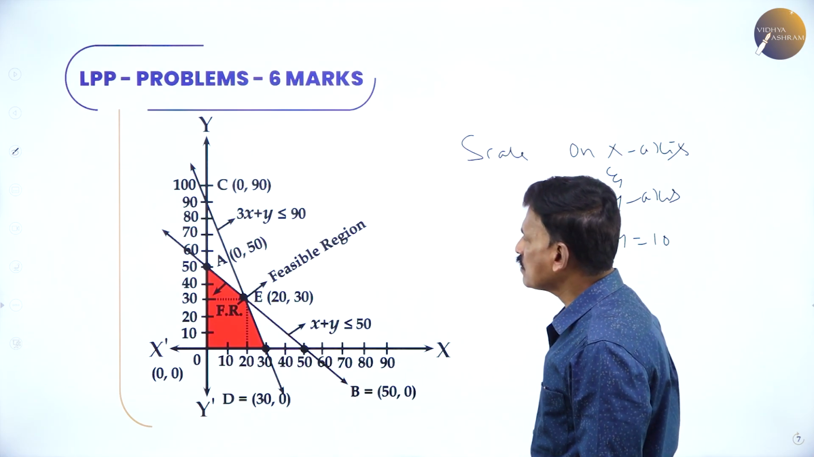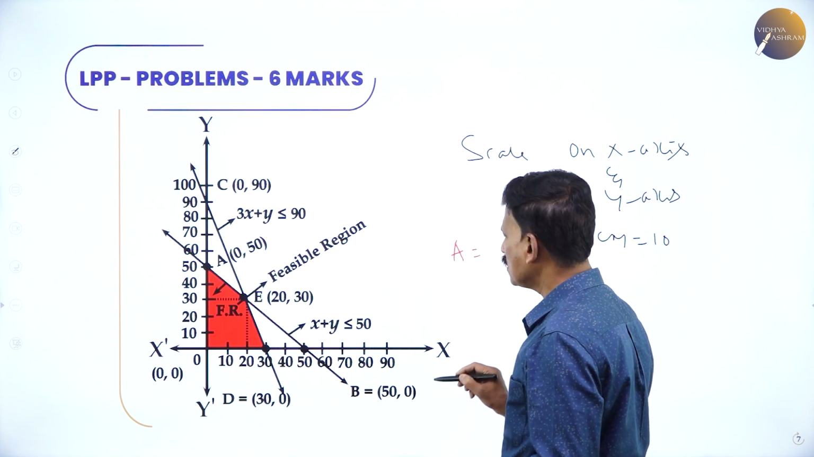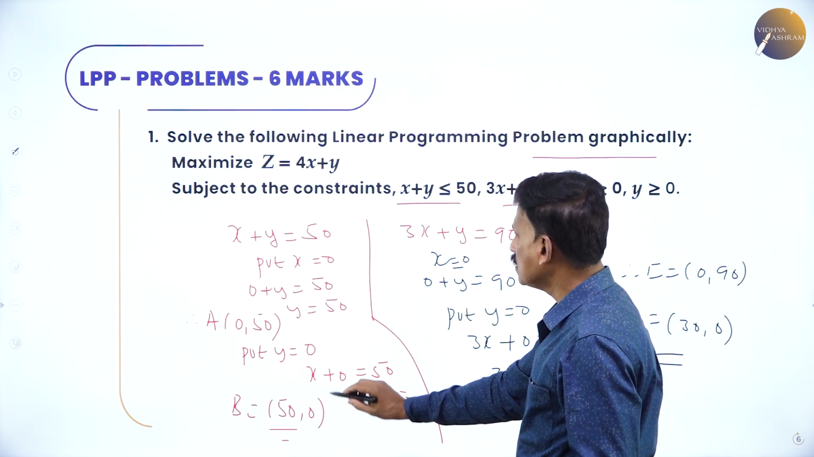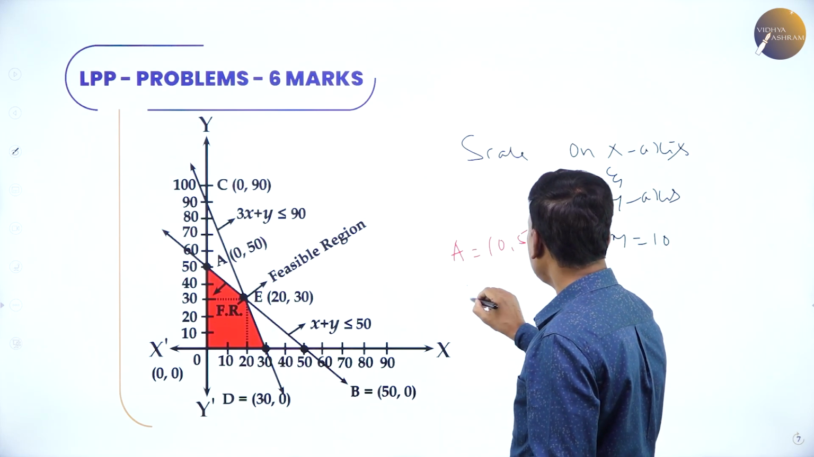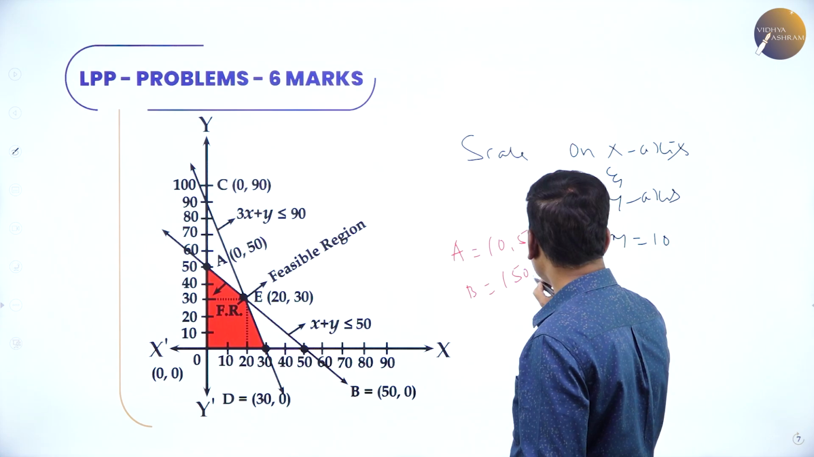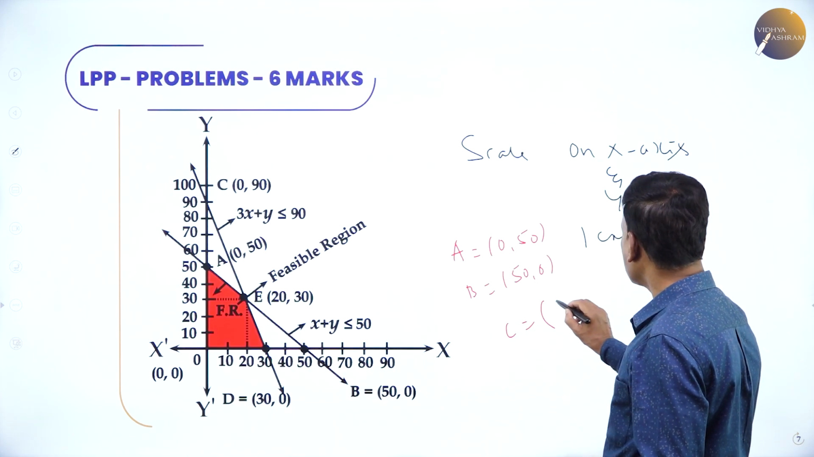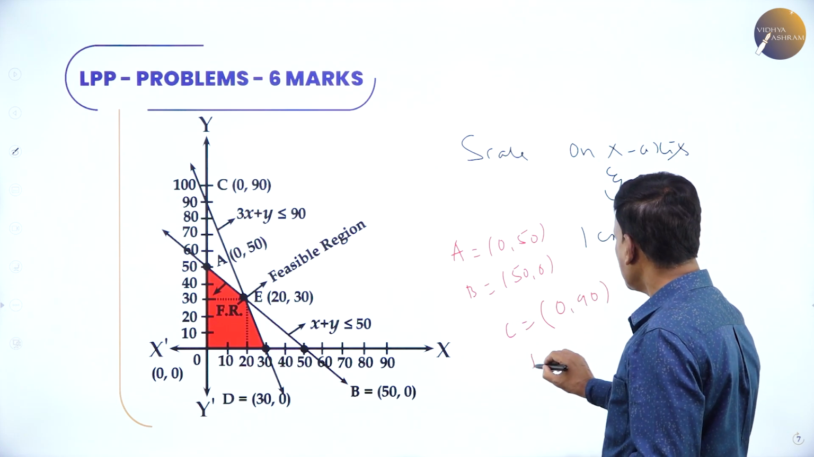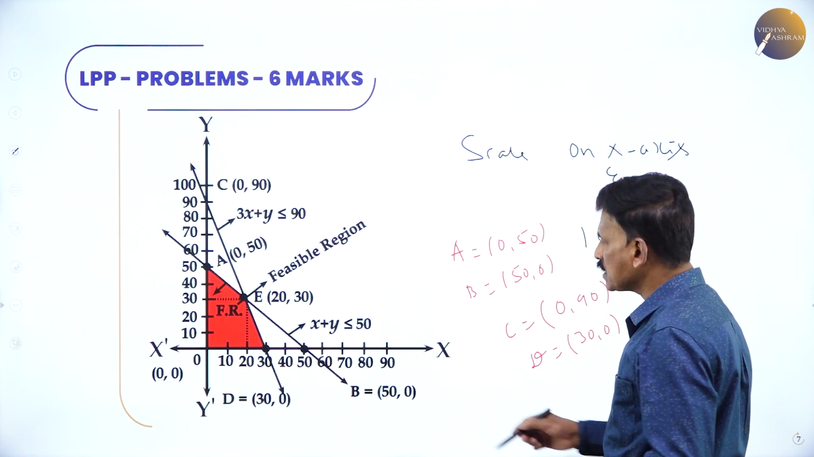Now let us take the first point. What are the points we have? A is (0, 50), B is (50, 0), C is (0, 90) and D is (30, 0). These are the points. Let us represent them here.